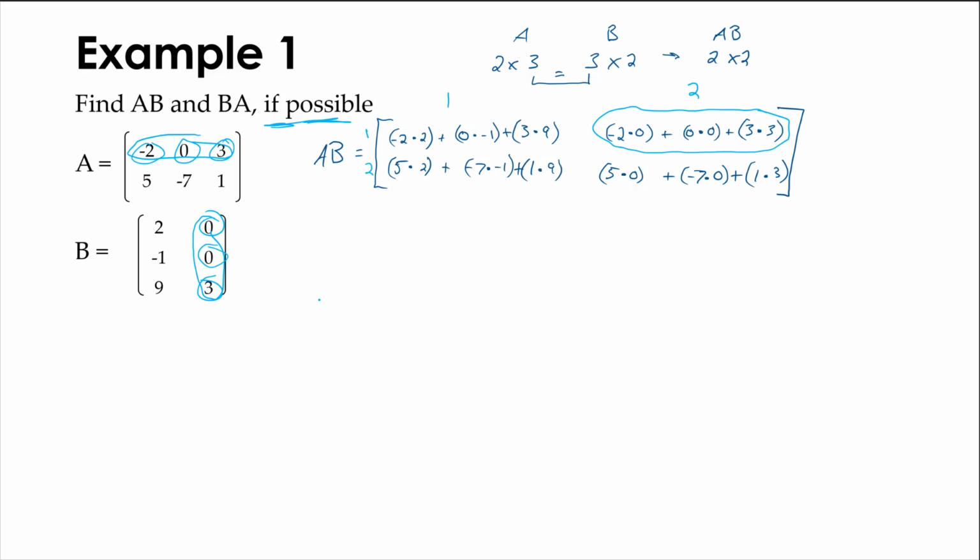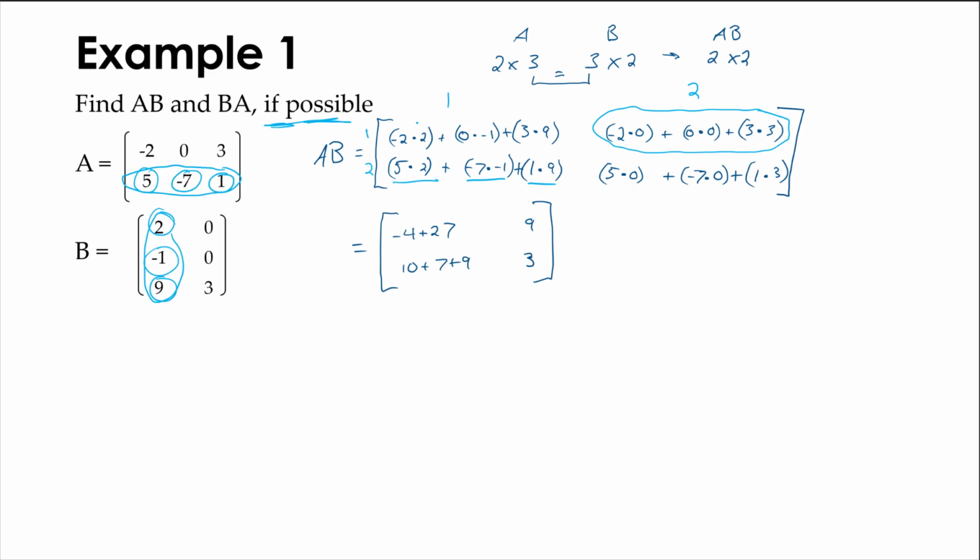Then when I move down to my second row for AB, I've got row 2, column 1. So now I'm looking at row 2 of A, column 1 of B, and I'm multiplying the corresponding elements together and adding those up. And then same thing with row 2, column 2. And then I just go through my operations here.